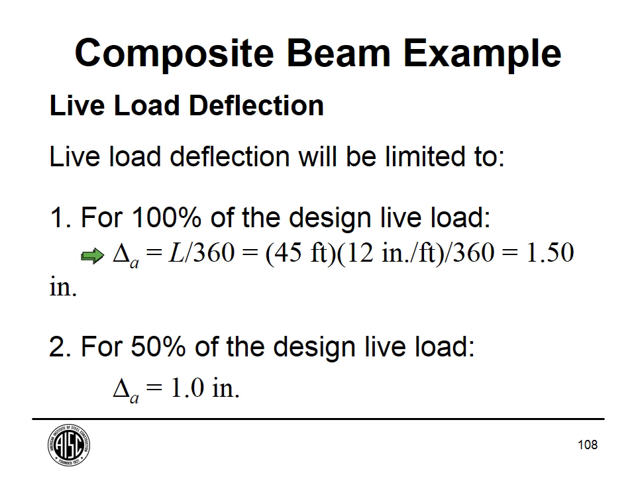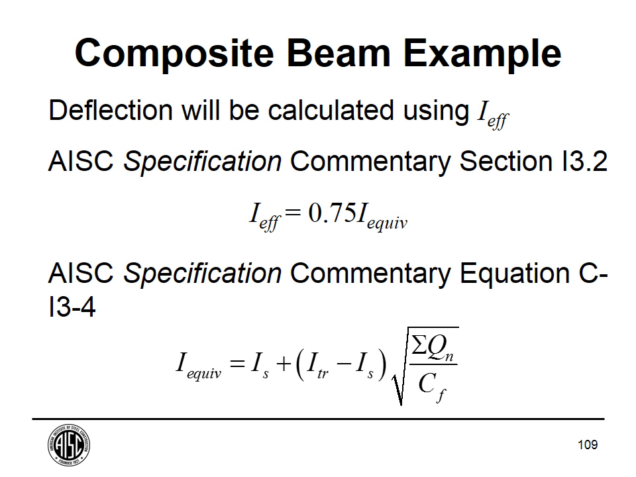In the example problem, it was L over 360 was the first limit, and that's based on 100% of the live load straight out of the IBC. So that's going to be 1.5 inches based on the length of 45 feet. The second requirement was straight out of the AISC Design Guide for Serviceability. What it says is use 50% of the design live load and limit your deflection to 1 inch. So we'll try and hold both of those deflection limits, and let's see what happens.